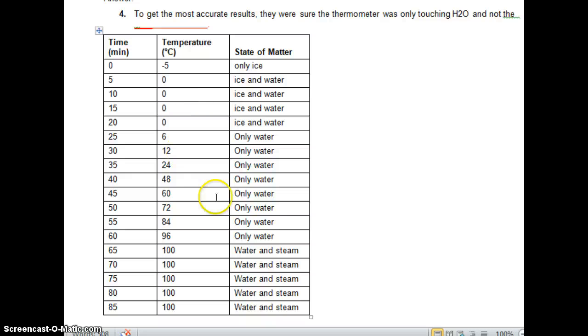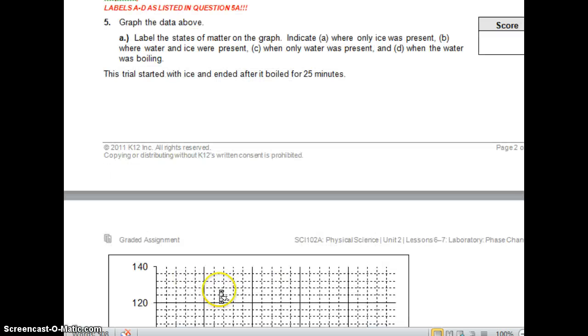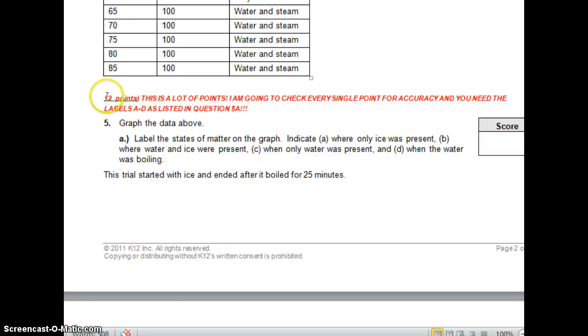And now I gave you the data, the time, the temperature, and the state of matter, and you need to put it on the graph paper. However, this is worth 12 points, okay? This is a lot of points. I'm going to check every single point for accuracy, and you need the labels A through D as listed in question 5A. So label the states of matter on the graph.